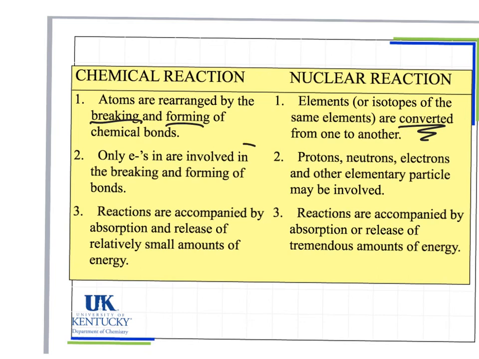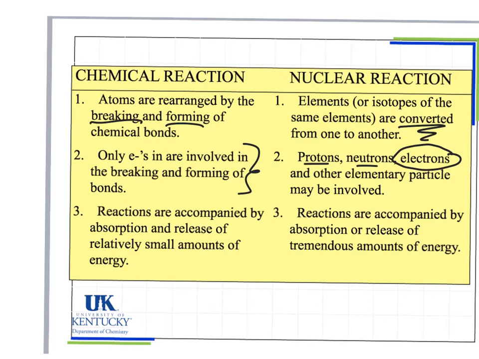So I already stated this, that only electrons are involved. But in a nuclear reaction, you can have protons and neutrons involved. And even though we're only dealing with the nucleus of the atom, there can be electrons generated out of that nucleus. Those are known as beta particles, and we'll talk about that in a little bit.